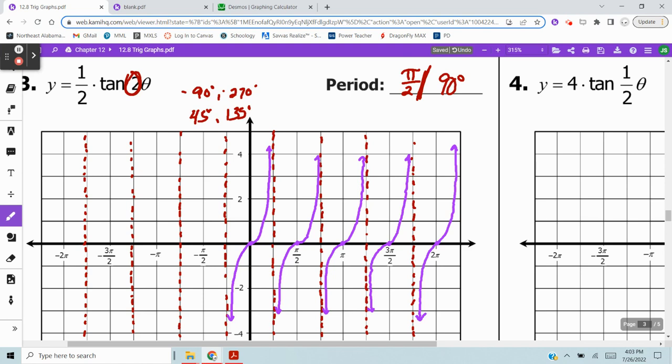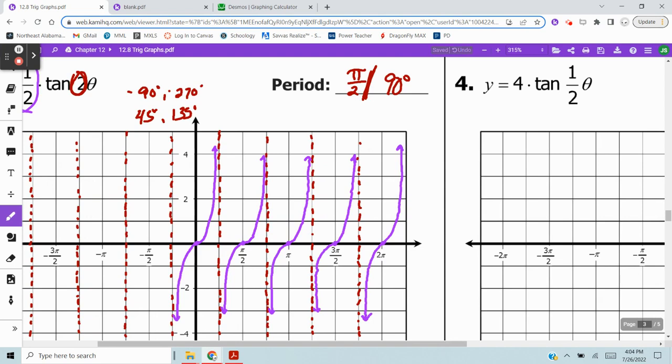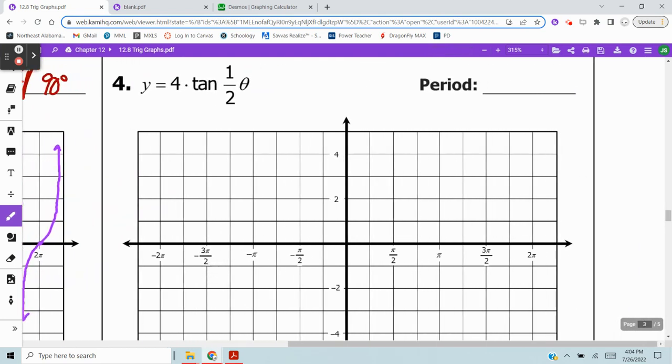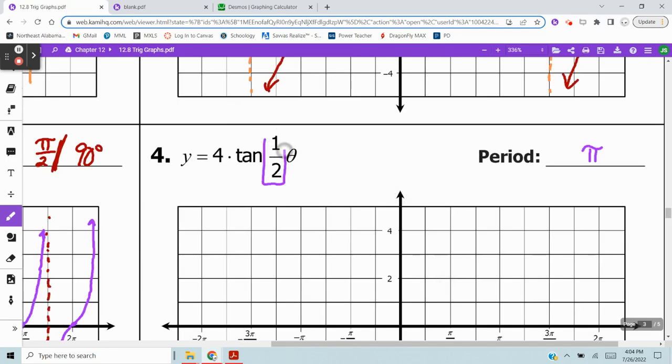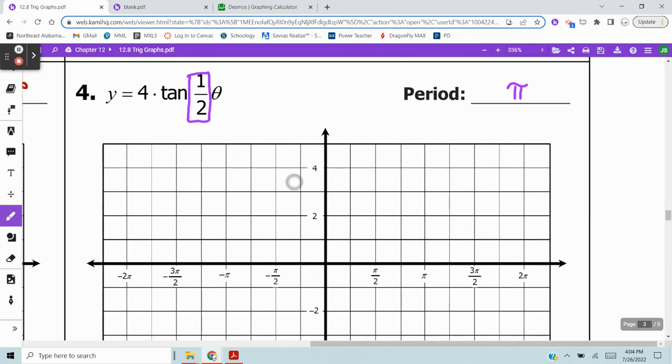Now you could, and I didn't, but you could actually take and plug a value in and multiply by 1/2 to get a little bit more accurate graph, but this will suffice for just an idea of what that graph is going to look like. And the last one, 4 times tangent of 1/2 theta. Again, the period is normally 180 or pi. However, we're going to have to multiply that by a value of 2. Again, don't forget to reciprocate it. And that's going to be the period of this one. So 2 pi or 360 degrees is how often our graph repeats.